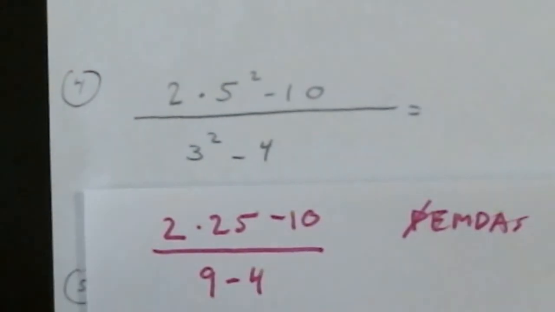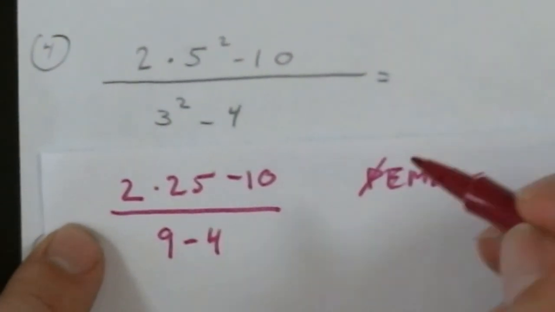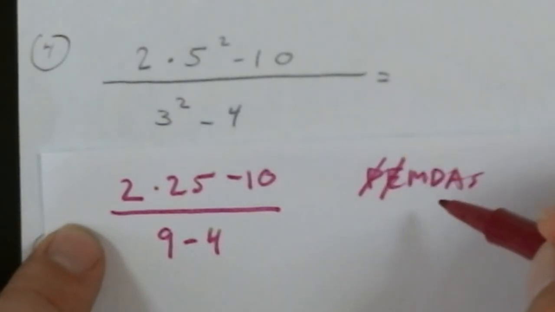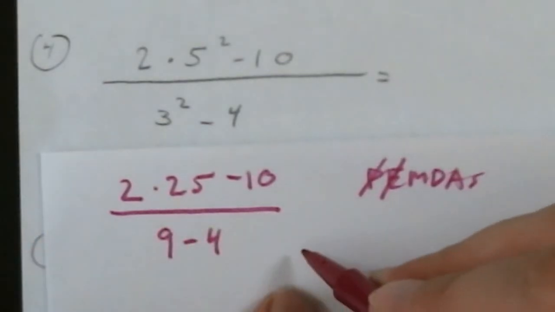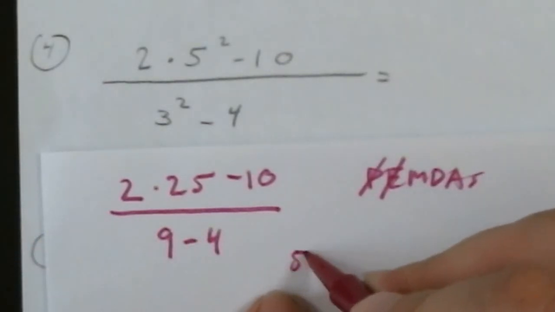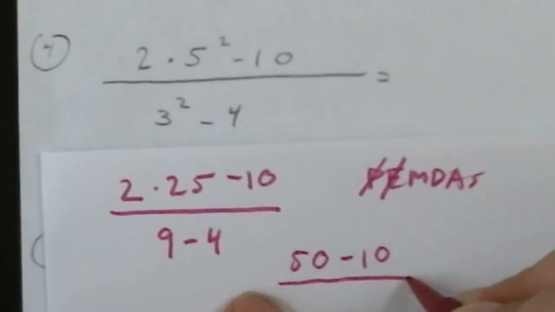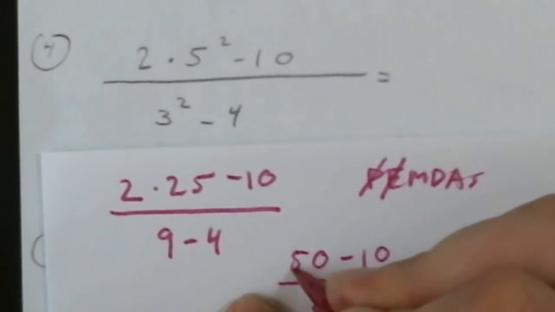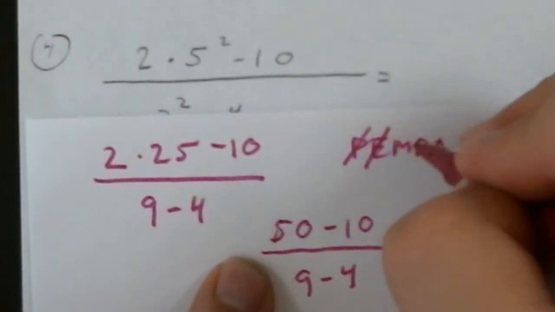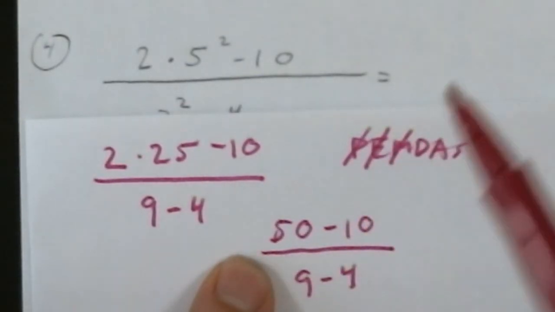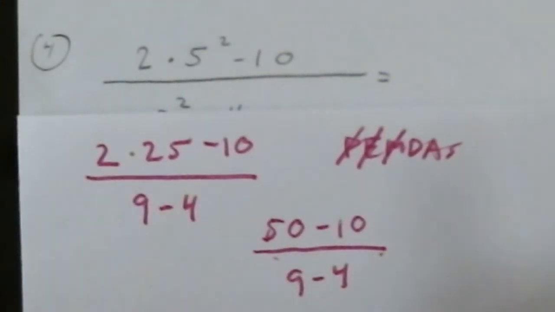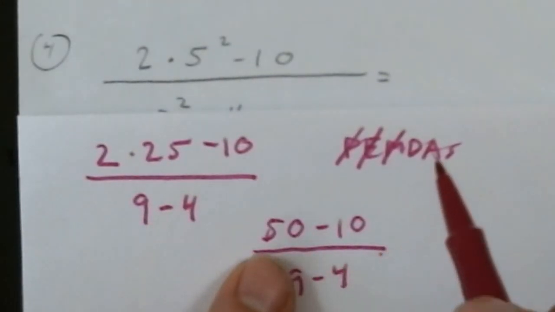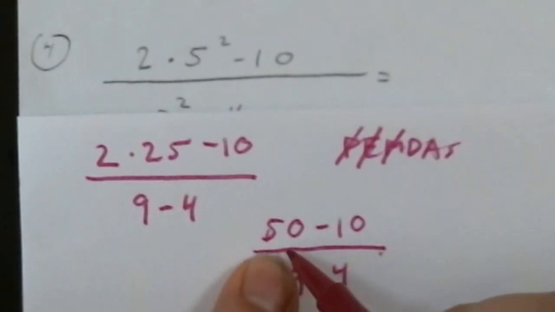Well, where are we going next here? Let's see. Exponents are gone. Do we have any multiplication? There is multiplication right here. 2 times 25 is going to be 50 minus 10 divided by 9 minus 4. Okay, cool. So that's multiplication. Do we have any division? Well, we do have division, but let me ask you something. So what is 50 minus 10?